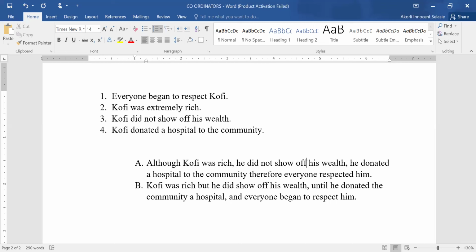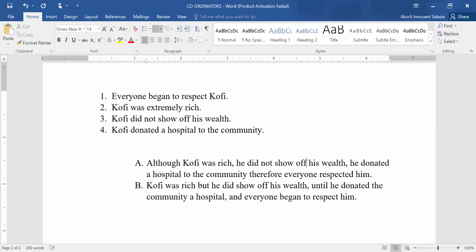The only thing is, let it be meaningful to the extent that the ideas will not conflict. What you are saying should make sense. For example, how can you say, although Kofi was rich, he did not show off his wealth, so he donated a hospital to the community. No, so doesn't work well. So will not fit there.